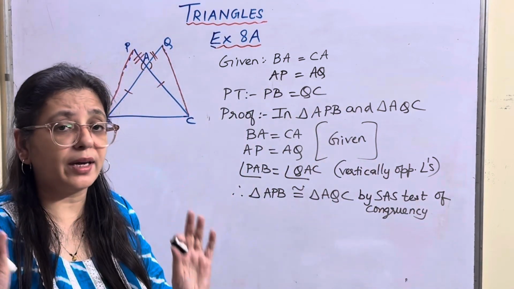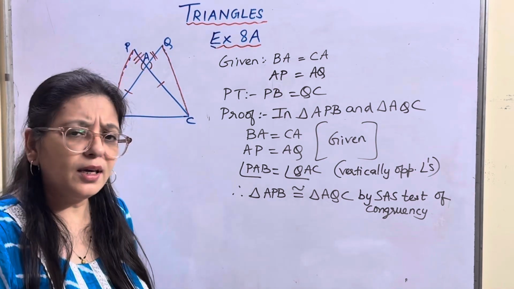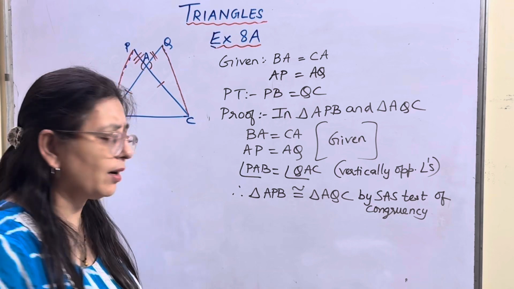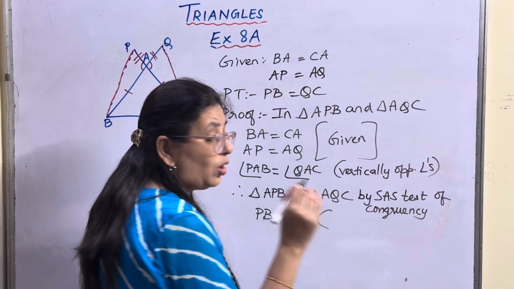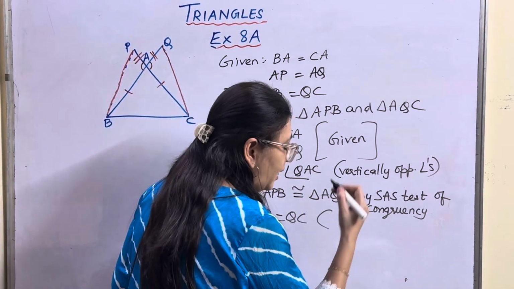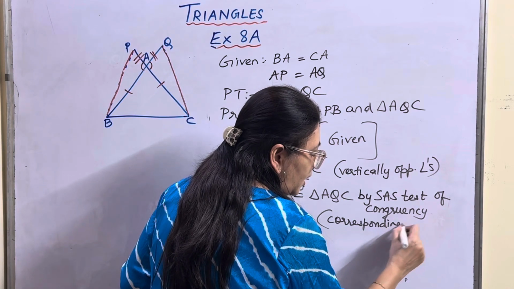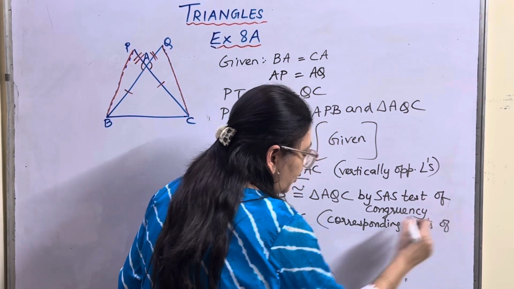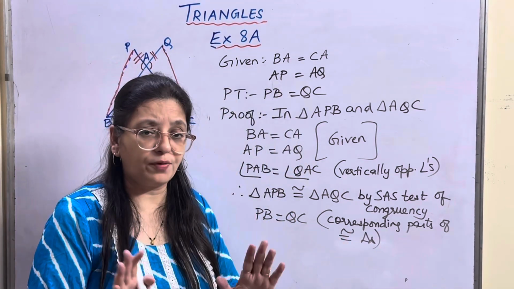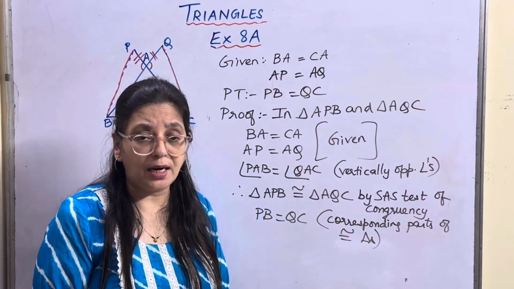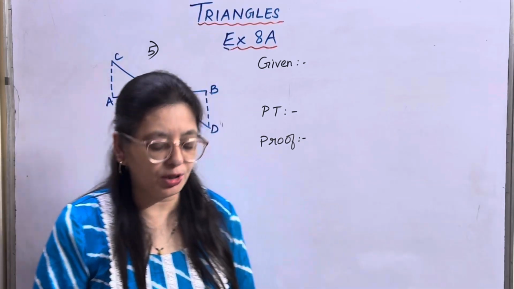Now these two triangles are congruent. What you have to prove? PB is equal to QC. They are just the corresponding parts of congruent triangles. So we just write PB is equal to QC. You are not going to write the short form. You will write the entire thing, which is corresponding parts of congruent triangles. From the next sum, I will be writing the short form, but it means corresponding parts of congruent triangles are equal. Okay? Yes kids, let's do question number 5.